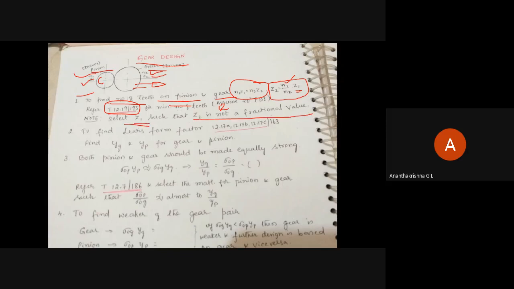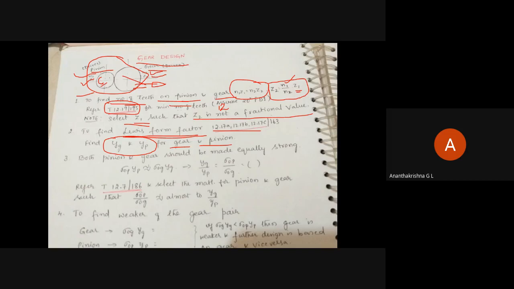And next we need to find the Lewis form factor, which is very, very essential. Use these equations given in the data handbook. Find out the Lewis form factor for gear and pinion, that is YG and YP respectively. And normally in service, everyone wants to replace the entire set, not the pinion and gear separately.